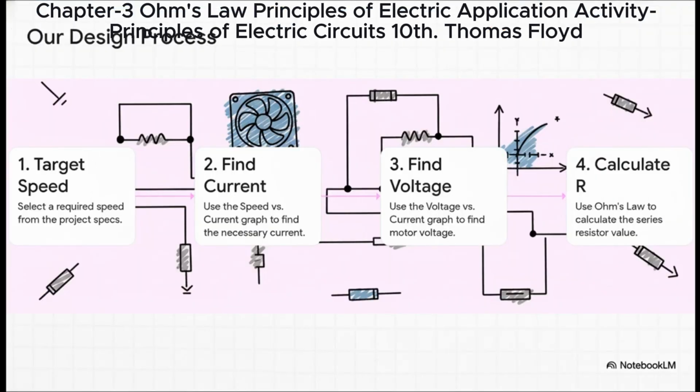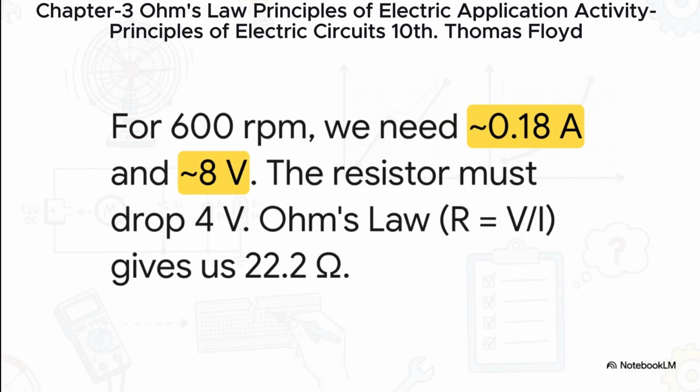So we're going to follow a super logical 4-step process. First, we pick a target speed from our spec sheet. Second, we use that first graph to find out how much current the motor needs to hit that speed. Third, we hop over to the second graph to see how much voltage the motor needs at that current. And finally, we just use Ohm's law to figure out the resistor we need to burn off the leftover voltage from our supply. Let's walk through one together.